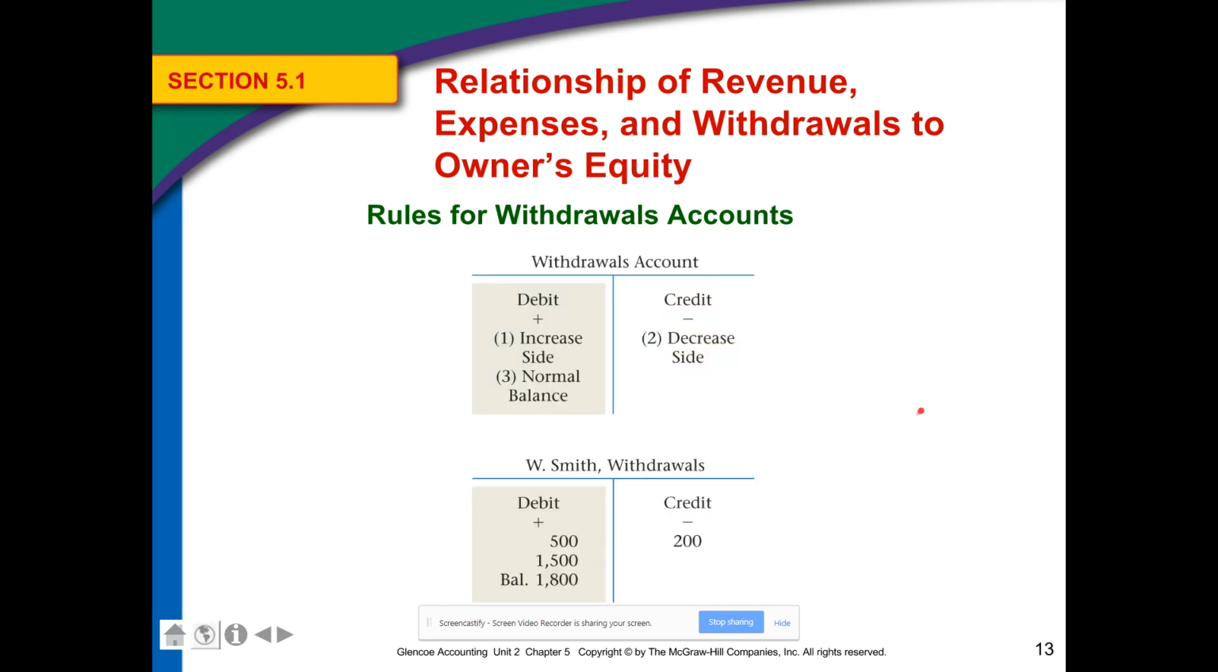So here's what withdrawals look like. We're going to increase them using debits. We're going to decrease them using credits. So the withdrawals account would look like this, W. Smith, withdrawals. It's the same pattern as W. Smith, capital. They're both considered owner's equity accounts. We're going to increase it with a debit, decrease it with a credit.